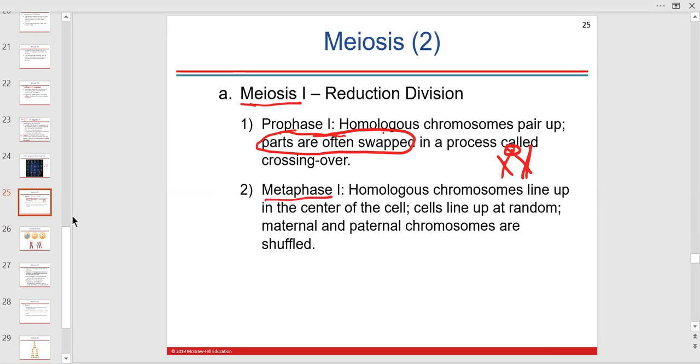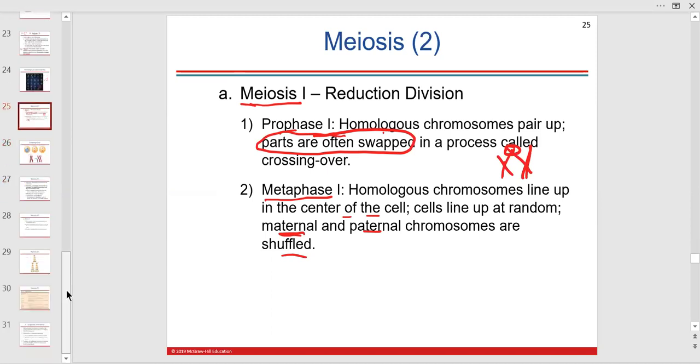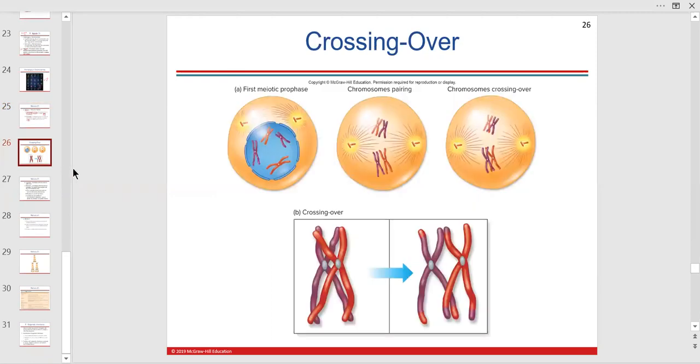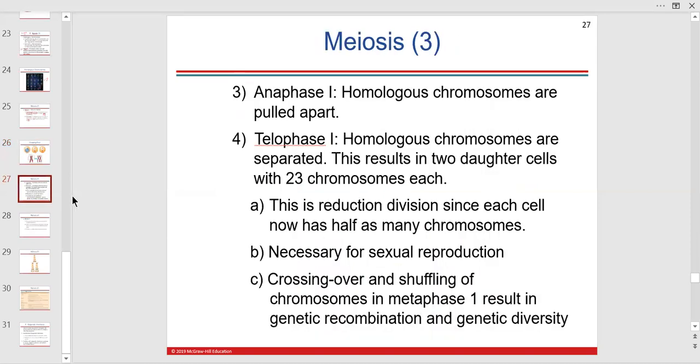Metaphase one looks like mitosis. They line up in the center. And now we have maternal and paternal chromosomes shuffled, which means the genes are shuffled. So meiosis is a mixing. They call it synapsing of genes. And they form these tetrads, which hopefully we'll see. So it kind of crosses over, like you look at different colors in the synapse area. So the genes are actually crossing over between these two homologous chromosomes. So prophase one, and then they pair, chromosomes crossing over. So the genetic material is crossing over.